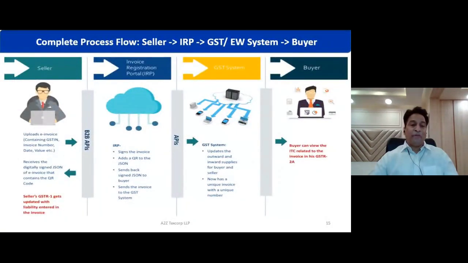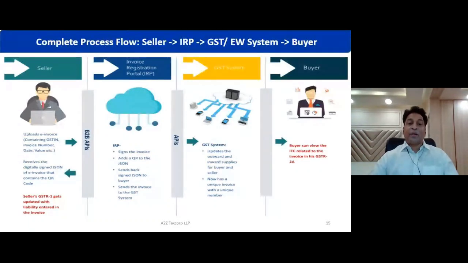This is available to you, which you can always check. This PPT would be available. This is what I discussed with all of you. So the seller uploads the JSON file to the IRP. The IRP validates it, creates a unique invoice reference number, digitally signs it with a QR code, and pushes the data to the GST common portal for GSTR1 and GSTR2A, and then to the eWay bill portal for generation of the eWay bill, and the buyer can see his credit in GSTR2A. This is the overall process.